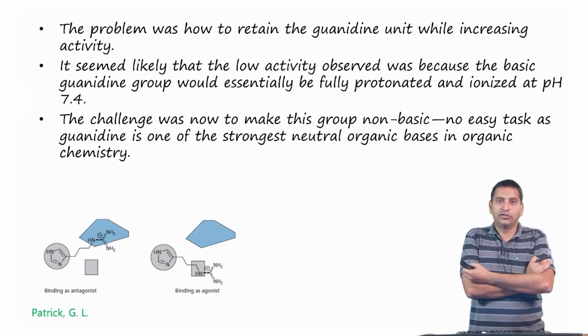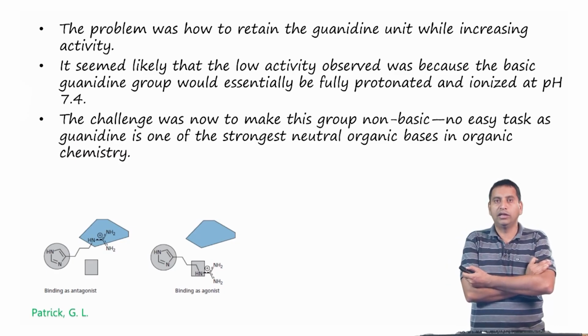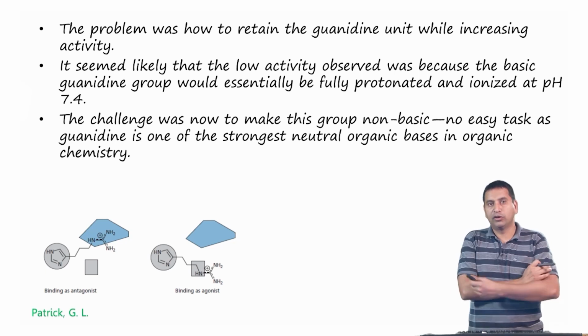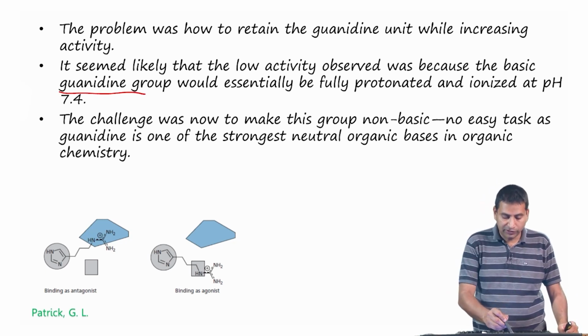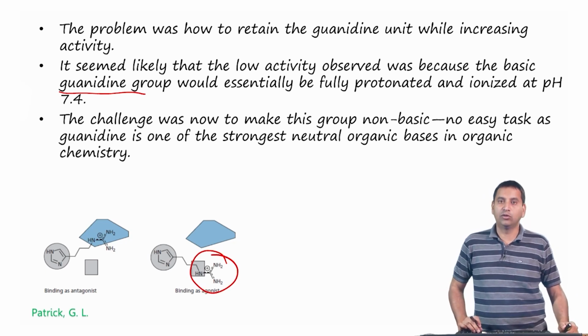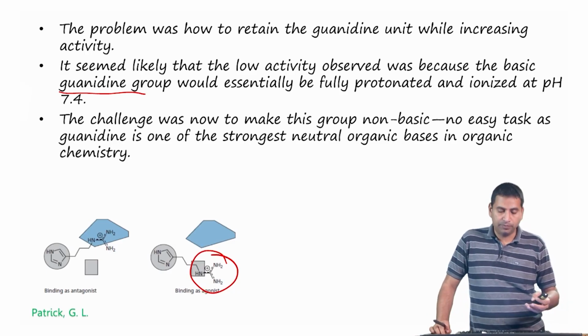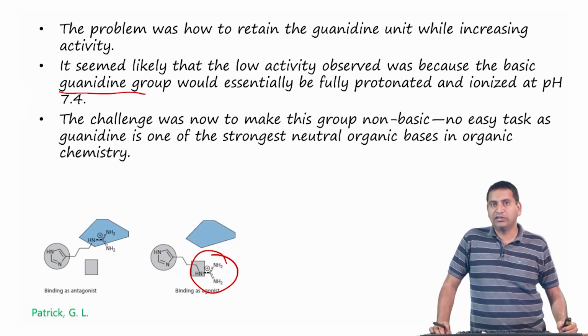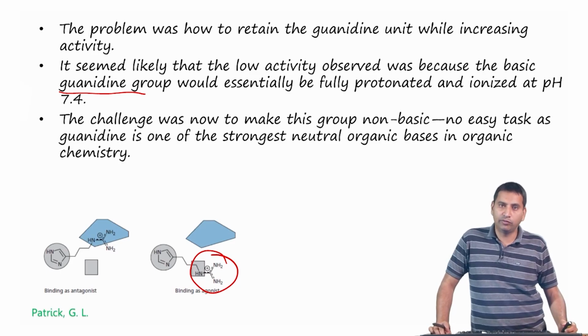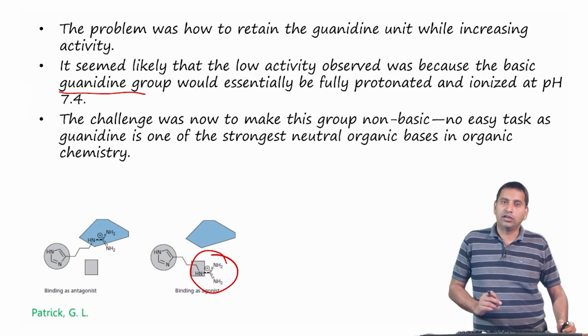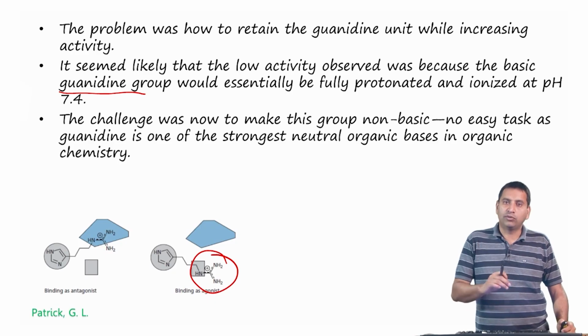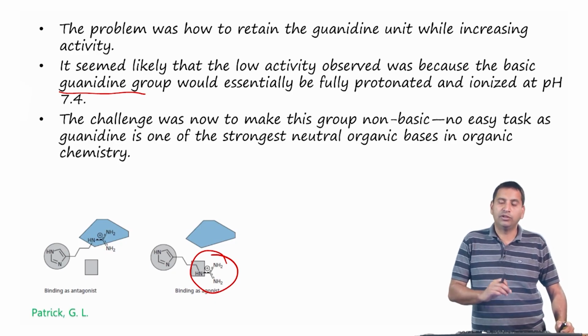The problem that the researchers faced was to figure out a way to retain the guanidine while increasing the activity. Here it seemed that the low activity was because of the basic guanidine group, as we have already discussed. This is the basic guanidine group that we are interested in, and this molecule would be essentially fully protonated and ionized at pH 7.4. So, the challenge that now came up was to make this molecule non-basic. This is a major problem because guanidine is one of the strongest neutral organic bases that we use in organic chemistry.